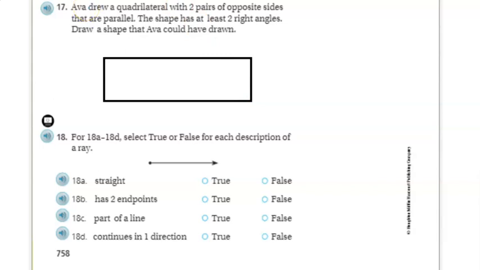And I'm going to check to see if I got it. A quadrilateral. 1, 2, 3, 4. 4 sides. Two pairs of opposite sides that are parallel. One set, two sets. That is correct. That a rectangle works. So think to yourself, does a square work? Does a rhombus work? Does a diamond work? All of those work because it's a quadrilateral with 4 sides and two pairs of the opposite sides are parallel.